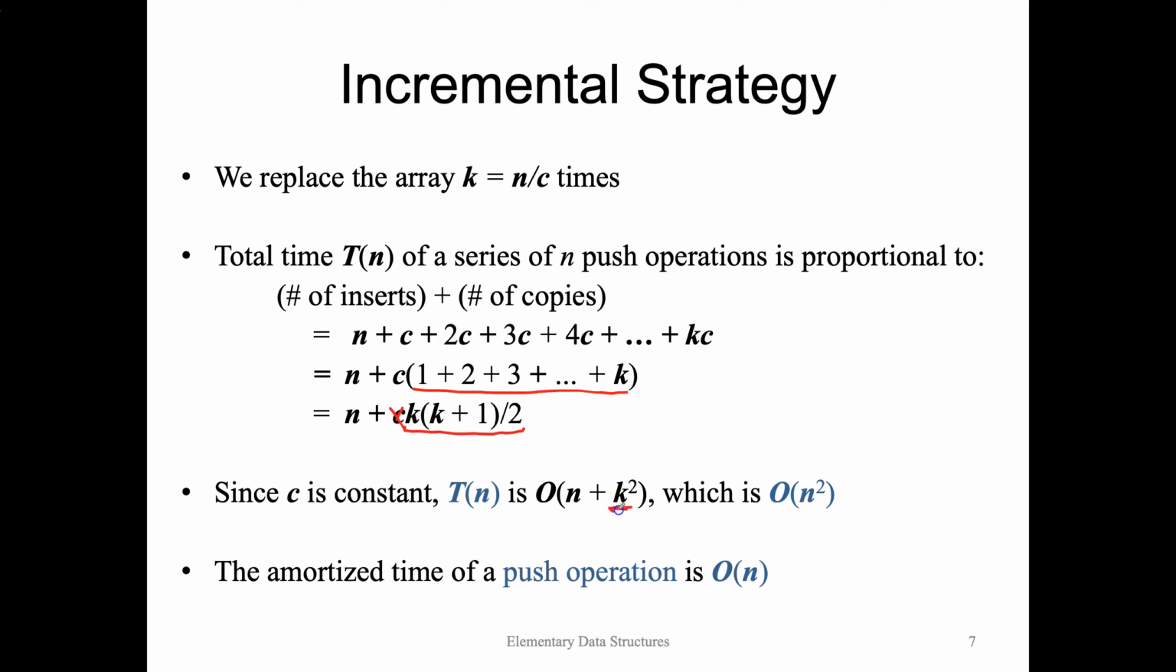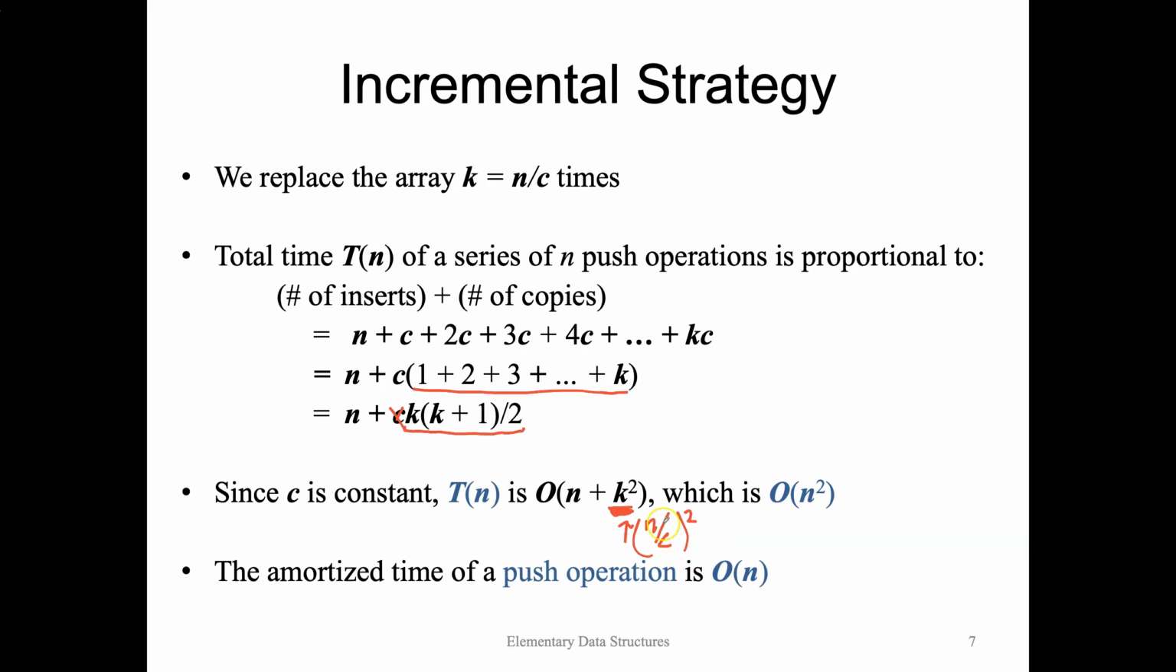But we also know what k is. K is equal to n over c. So once we substitute in here n over c, all of that squared, we're left with this big O notation. This is also big O of n squared, because c is just some constant. We're going to drop that when we put this in big O notation.